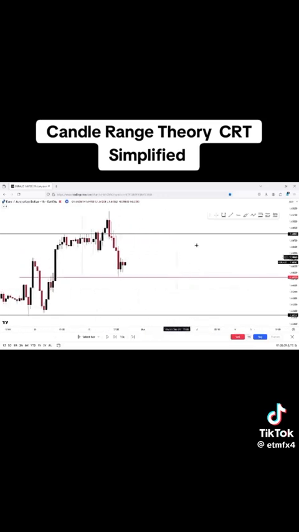So what are you expecting when using this entry model? You're expecting price to reach your trigger point, but instead of continuing to the downside and closing out the range, you expect price to come back and look for internal liquidity before visiting the trigger point again and continuing to the downside to close out the range.